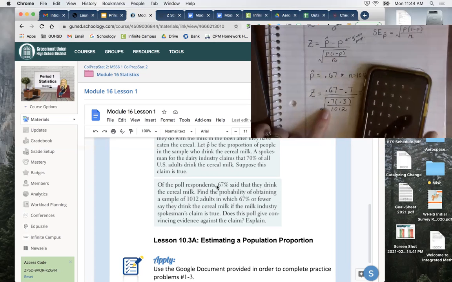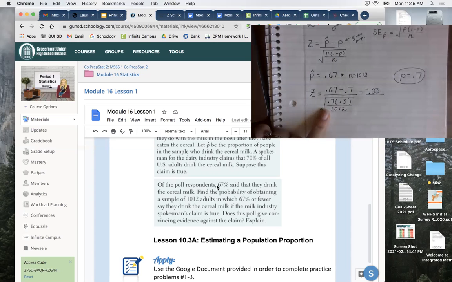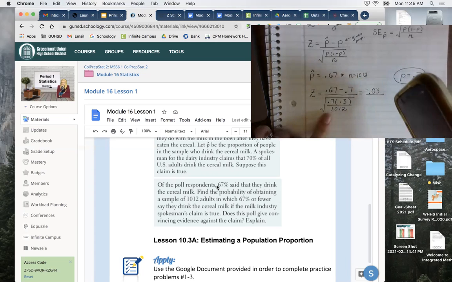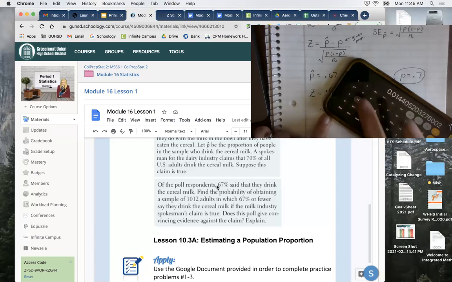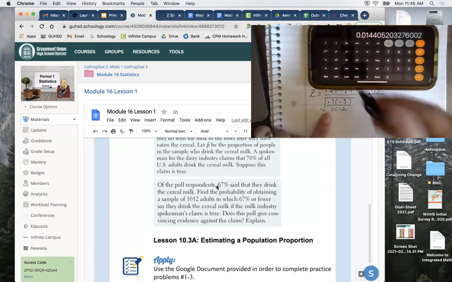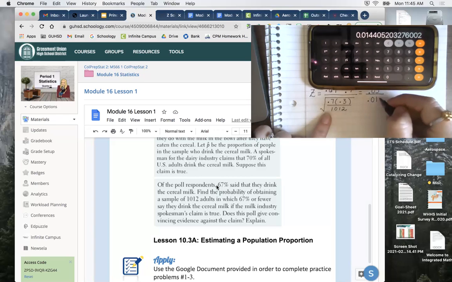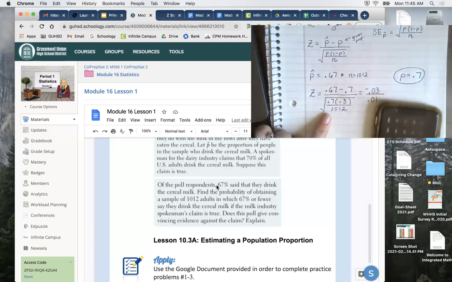I'm concerned here that I hit it twice, so let me do it again just to make sure. 0.7 times 0.3 divided by 1012. And then I flip it and I take the square root. Yeah, I must have hit it twice because that looked like a weird number to me. So I have 0.01. I could put 0.014 if I wanted to, but I kind of like to round everything here.